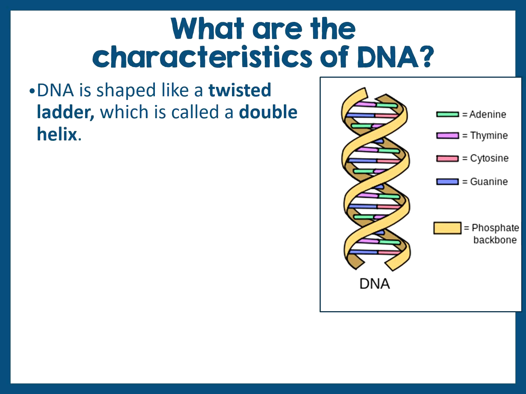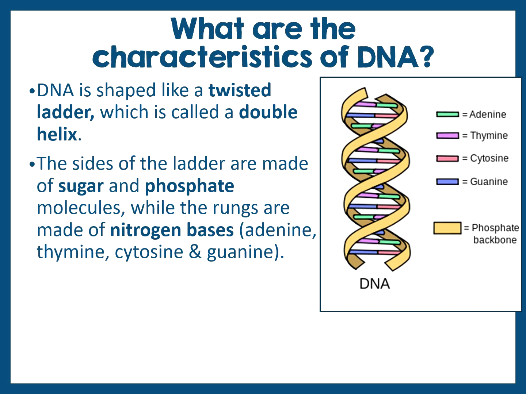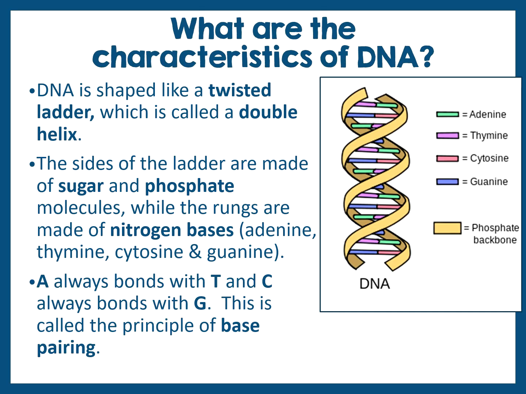These chromosomes are made up of DNA, and DNA holds the code for how our cells behave and for our physical characteristics. DNA is said to be in the shape of a twisted ladder called a double helix. And the sides of that ladder are made up of sugars and phosphates. It's said to be a sugar-phosphate backbone, while the rungs or the steps are made up of nitrogen bases. And there are 4 nitrogen bases. There is adenine, thymine, cytosine, and guanine.